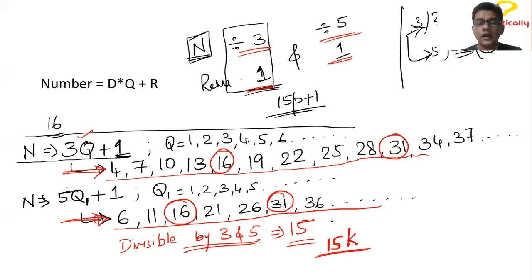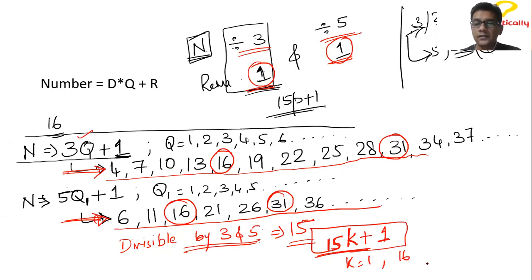Beyond that, I am looking at a number which leaves a remainder 1 in both cases, so a number which is 1 more than this in both cases. When I place k value as 1, I get 16. When I place k value as 2, I get 31, and so on and so forth. Thus, this model we call an LCM model, because LCM is what comes in handy in solving these kinds of questions.